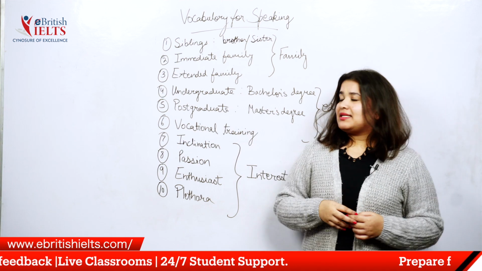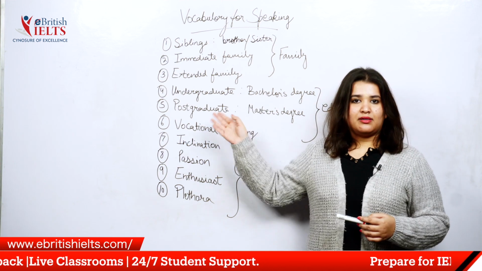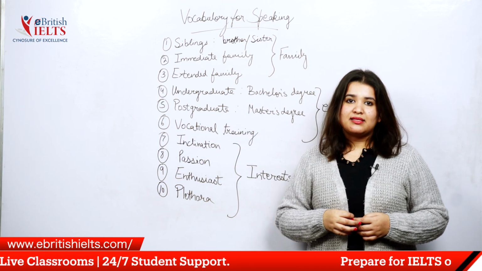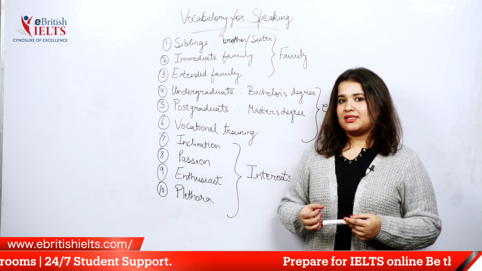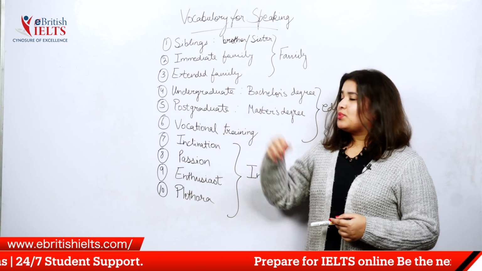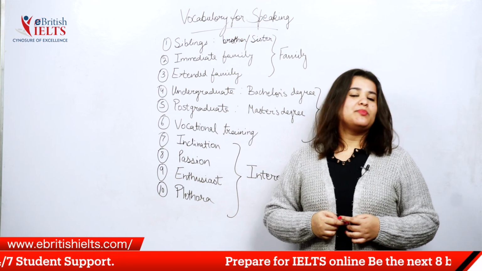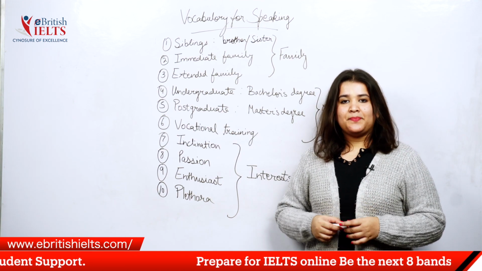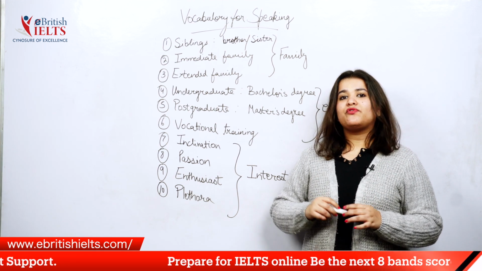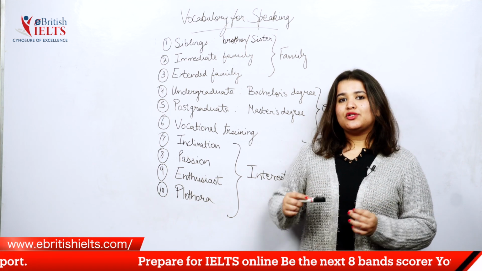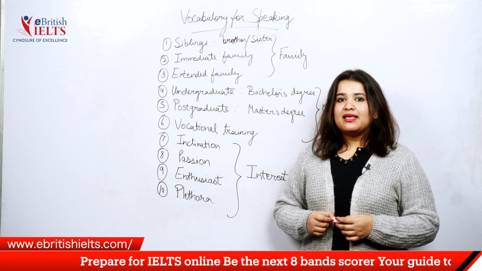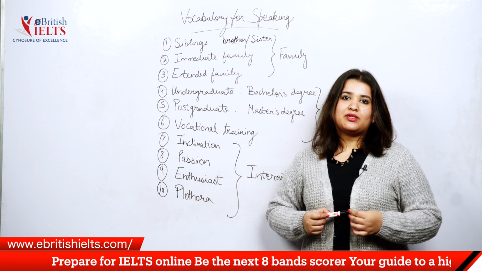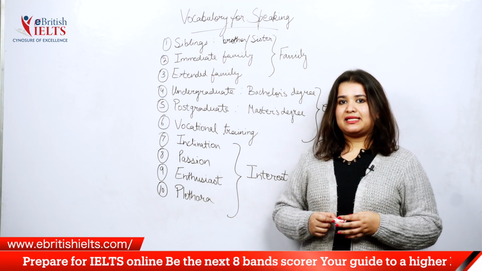The fourth word is... now the rest of these words that we're going to discuss are related to your education, when you're talking about your education in specific. So the fourth word is undergraduate. Undergraduate means basically your bachelor's degree. Your graduation is when you finish your bachelor's degree, and while you're doing that, you're an undergraduate student. So you can say something like, I am pursuing my undergraduate course from so-and-so university.